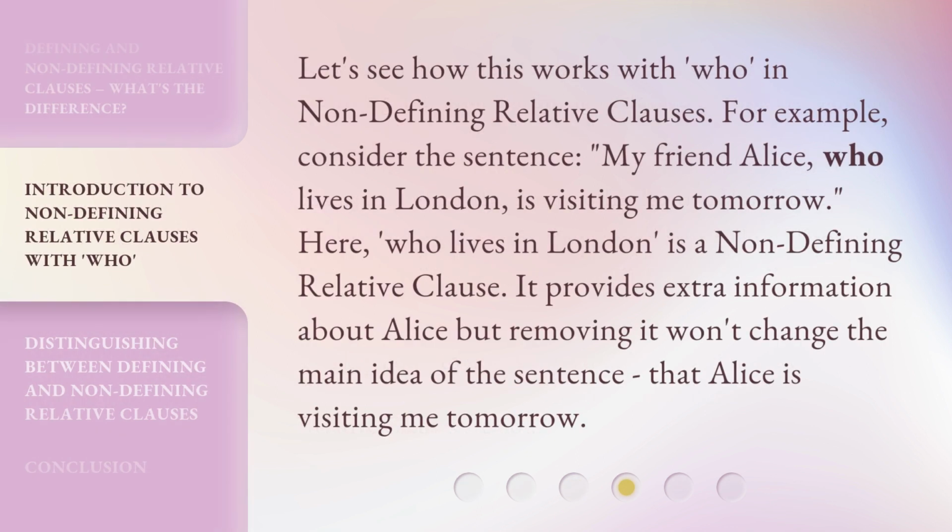Let's see how this works with who in non-defining relative clauses. For example, consider the sentence, "My friend Alice, who lives in London, is visiting me tomorrow." Here, who lives in London is a non-defining relative clause. It provides extra information about Alice, but removing it won't change the main idea of the sentence, that Alice is visiting me tomorrow.